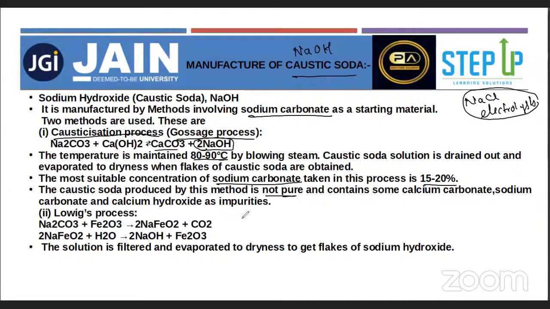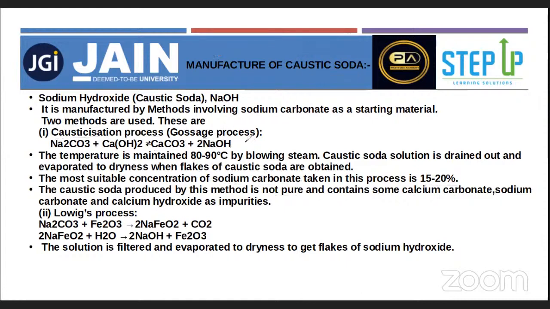What is important next is the Loic process. See what is important; that's what you're supposed to focus on. Don't say, sir, this much theory is there. The reaction is important. First, the temperature maintained is 80 to 90 degrees Celsius. The concentration of sodium carbonate taken is 15 to 20%. The product is not that pure. That's what you have to know. So the first method is Gossage's process.